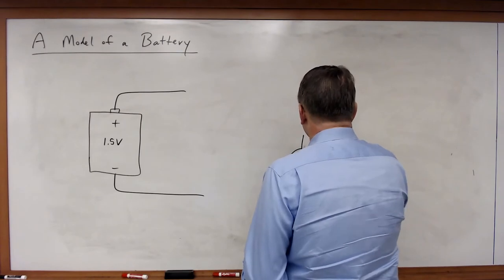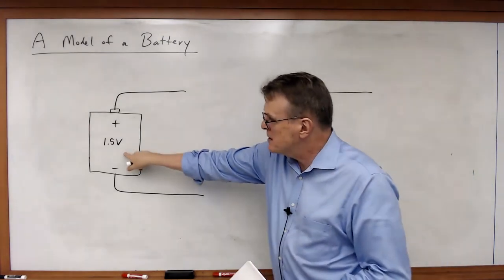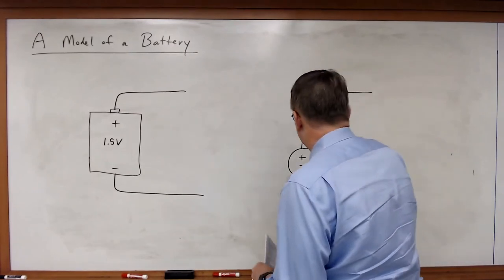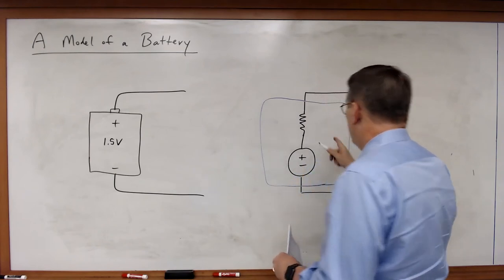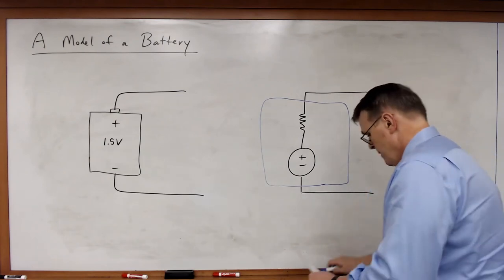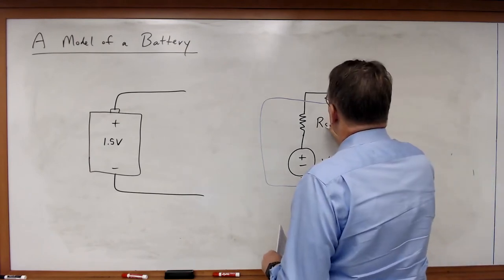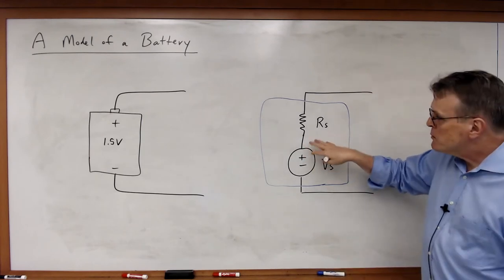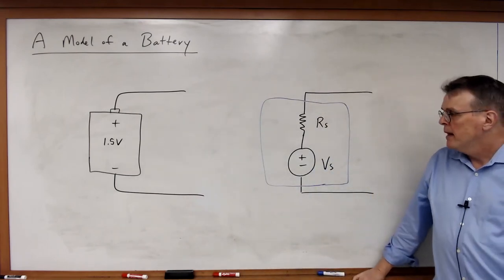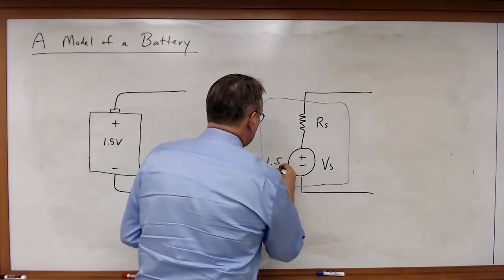A pretty good model for a battery, at least to the first order, is this. Let's take what's in this cell and replace it with an ideal voltage source connected in series with a resistor. Call this voltage VS. I'm going to call this resistance RS. This represents to a first order what the behavior of that battery is going to be. Now, in this case, it's a 1.5 volt battery, so VS will be equal to 1.5 volts.